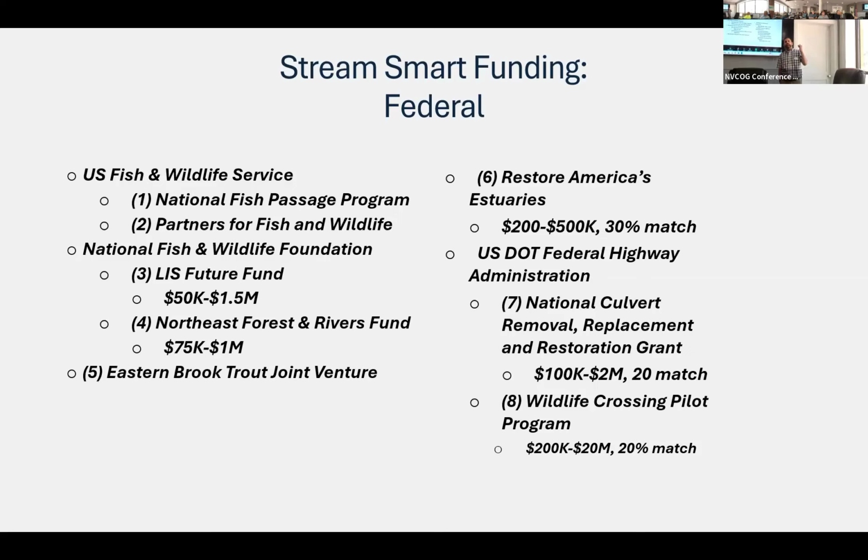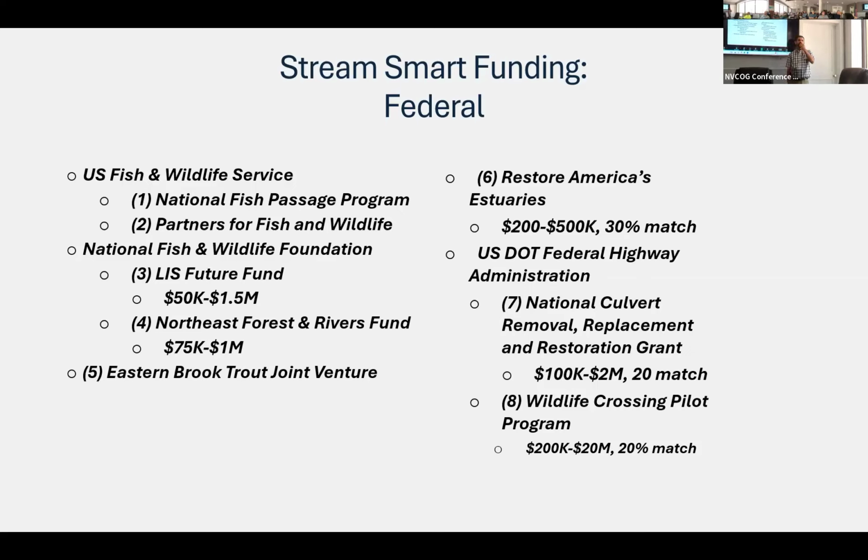They have sources. Restore America's Estuaries has funding that comes with a match. Granted, the match varies from year to year. And I should say, all of these sources are a little bit fluid, given the current climate at the federal level and how much money is being routed to these funding agencies. Match requirements are going to change.